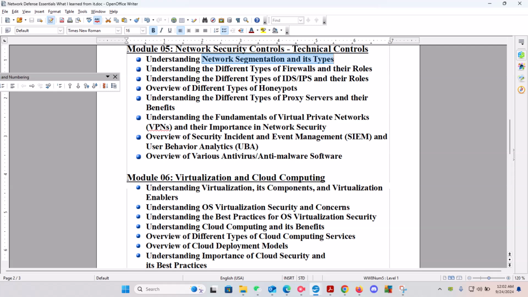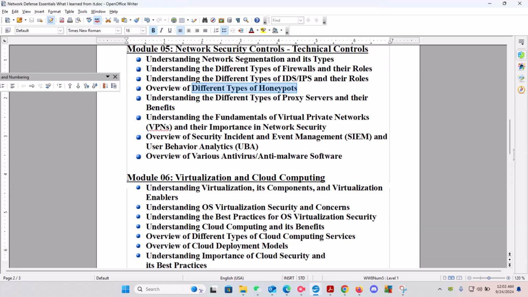Second one is understanding the different types of firewalls and their roles. If you remember from basic networking what a firewall is, well, we have different types of firewalls and their roles as their types. Also, I understood the different types of IDS and IPS and their roles. Also, I saw an overview of different types of honeypots.